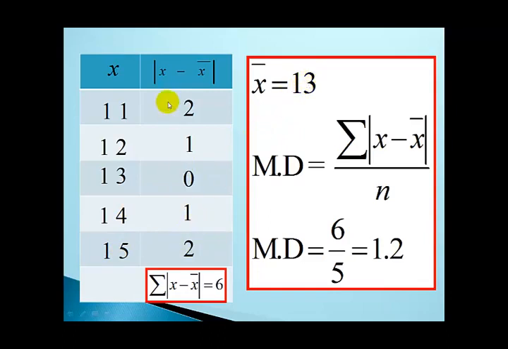Now we have to find the summation of the magnitude of x minus x bar. So 2 plus 1 plus 0 plus 1 plus 2, the answer is 6. Now the mean deviation will be equal to the summation of the magnitude of x minus x bar divided by n. This is equal to 6 divided by 5, and 6 divided by 5 is equal to 1.2. So the mean deviation of the set of numbers that was given in the question is equal to 1.2.